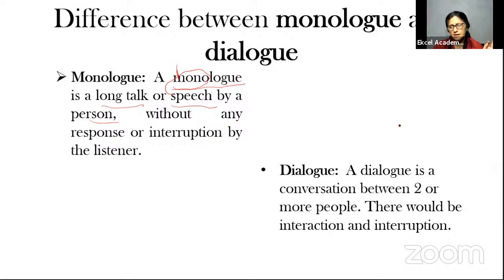What's a dialogue? Dialogue is when it happens between more than one person. It could be two, it could be three. I usually say two, but it can happen between or amongst more than two people. So a dialogue is any conversation or communication between two or more people, and there would be interaction and interruption.